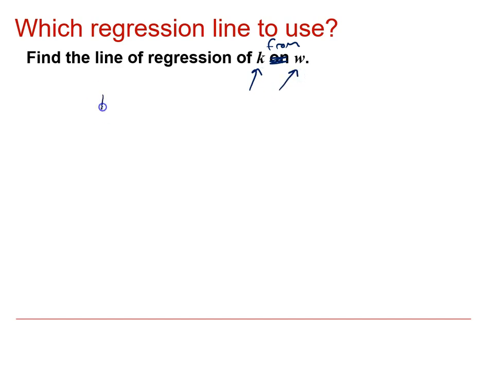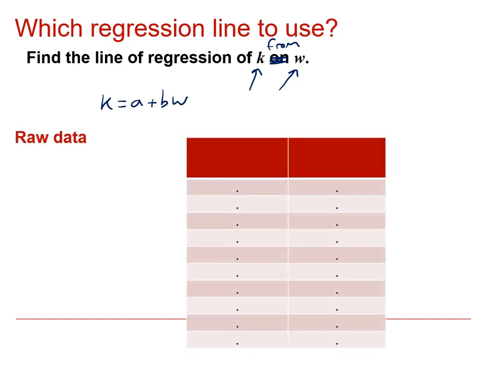And so our equation will be of the form k equals a plus bw. So if we've got raw data in our table, we want the first value to be the w, the second one to be k. We then insert it into our calculator and find the regression line.